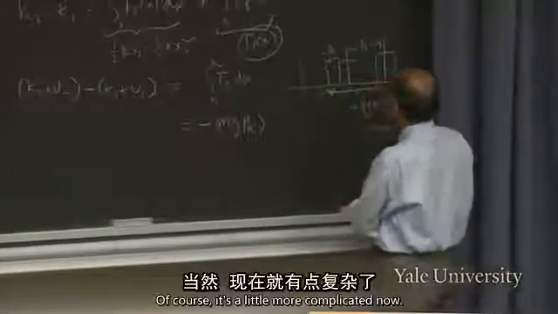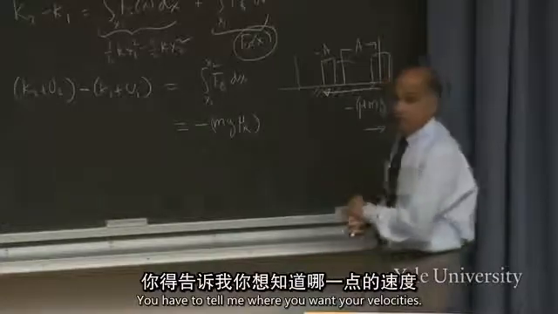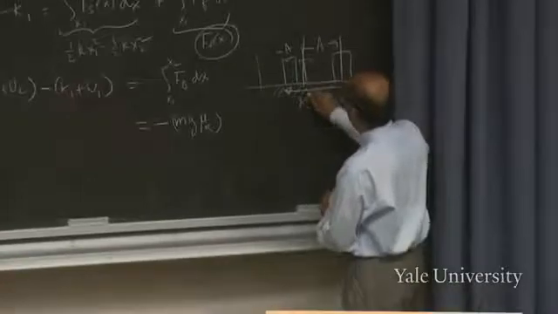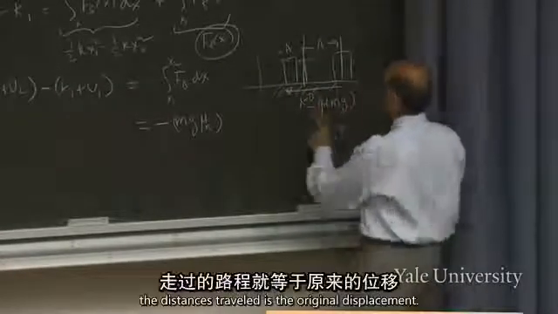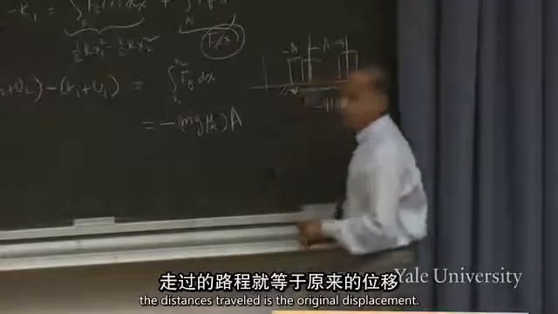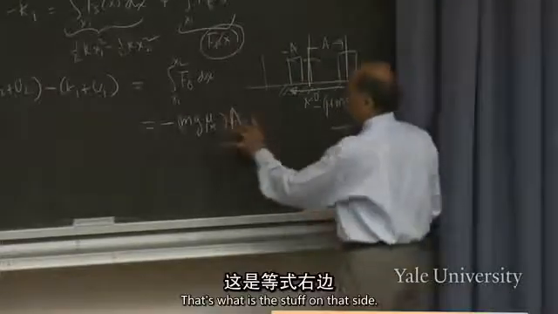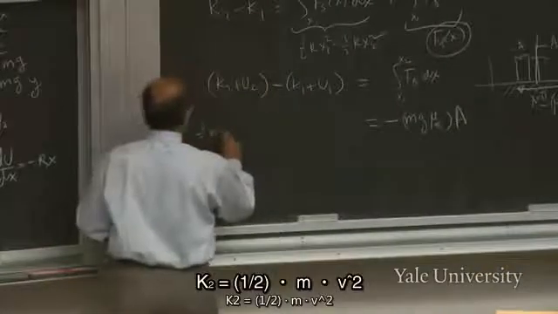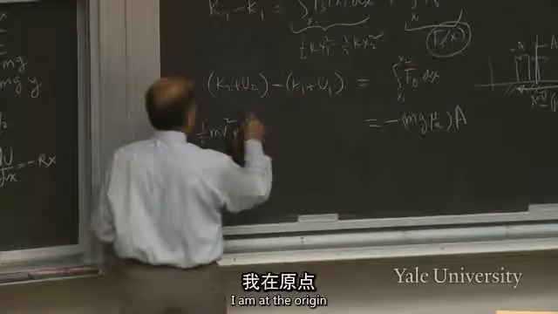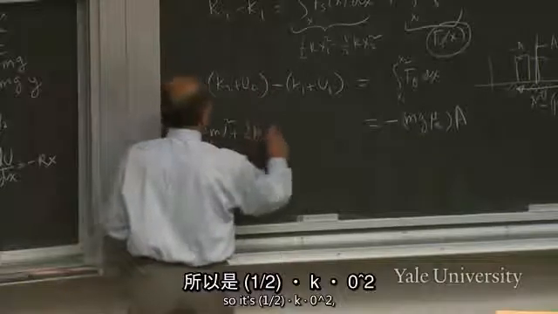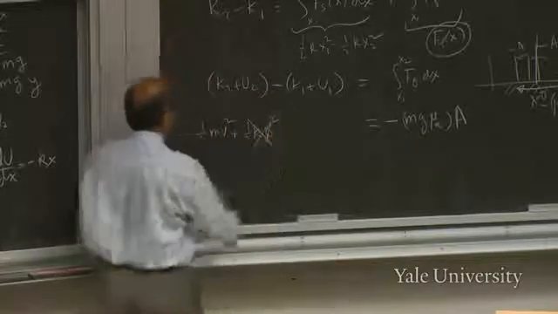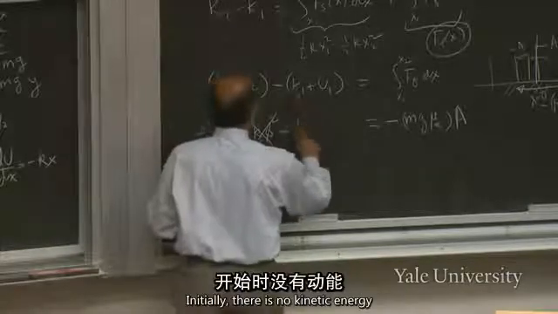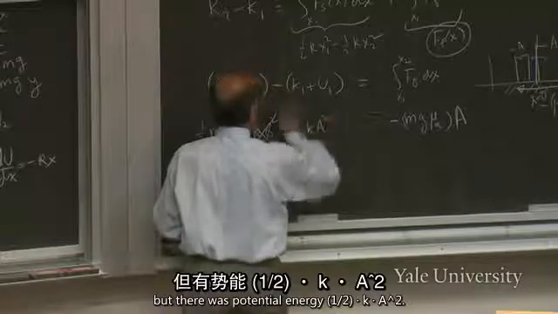Of course, it's a little more complicated now. You have to tell me where you want your velocities. You might say, find the velocity at x equal to 0. If you want me to do that, the distance traveled is the original displacement. And here, K2 is 1/2 mv squared, which is what I'm trying to find. I am at the origin, so it's 1/2 k times 0 squared, no potential energy. Initially, there was no kinetic energy, but there was potential energy, 1/2 ka squared.